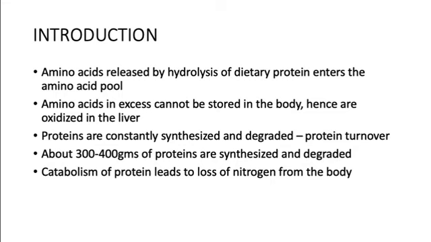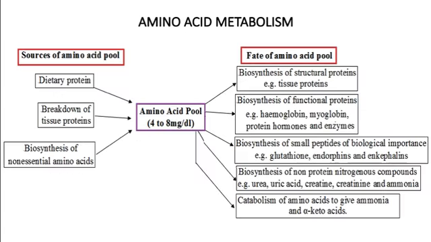Now let us look into amino acid metabolism as a whole. When we talk about amino acid metabolism, we also have to know the sources of the amino acid pool: the dietary proteins, the breakdown of tissue proteins, and the synthesis of non-essential amino acids. That's around 4 to 8 milligrams per deciliter.